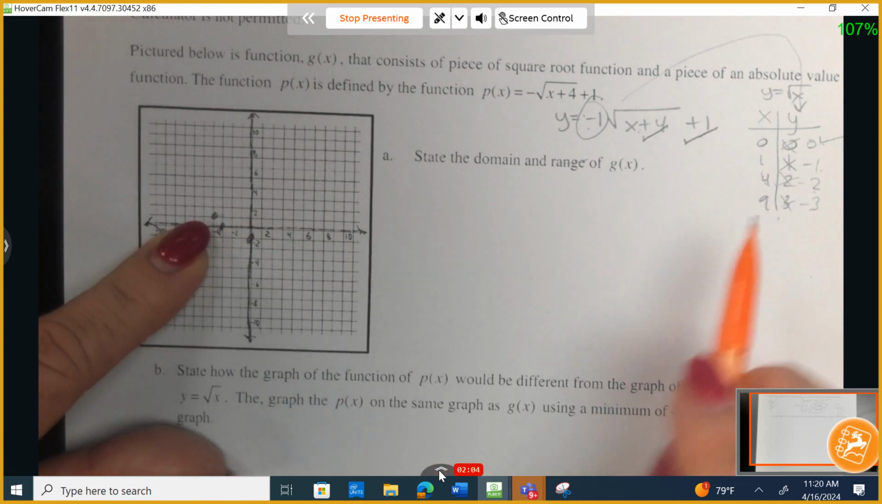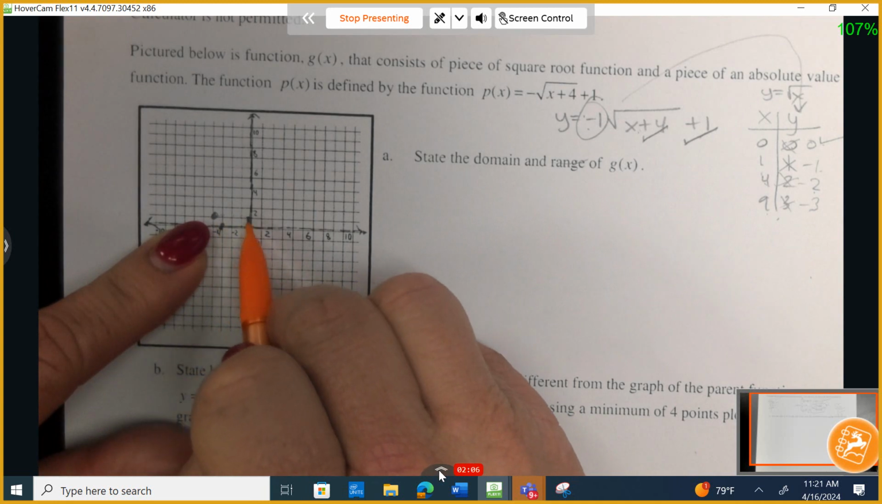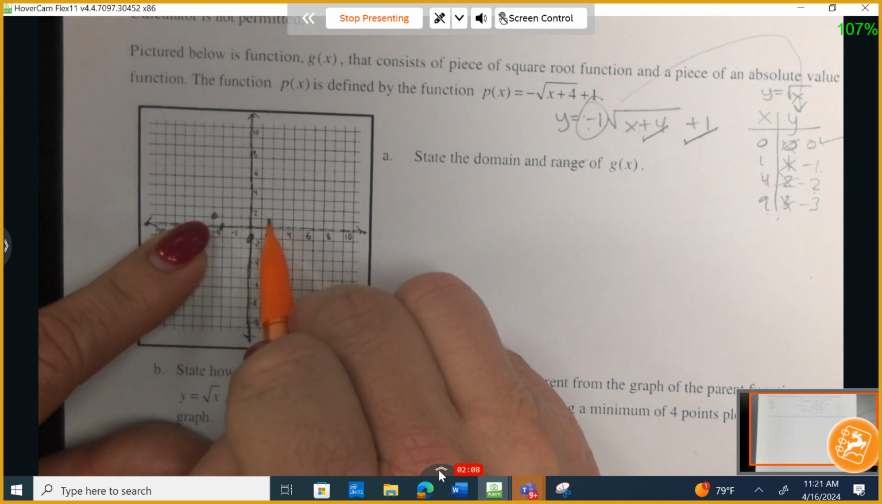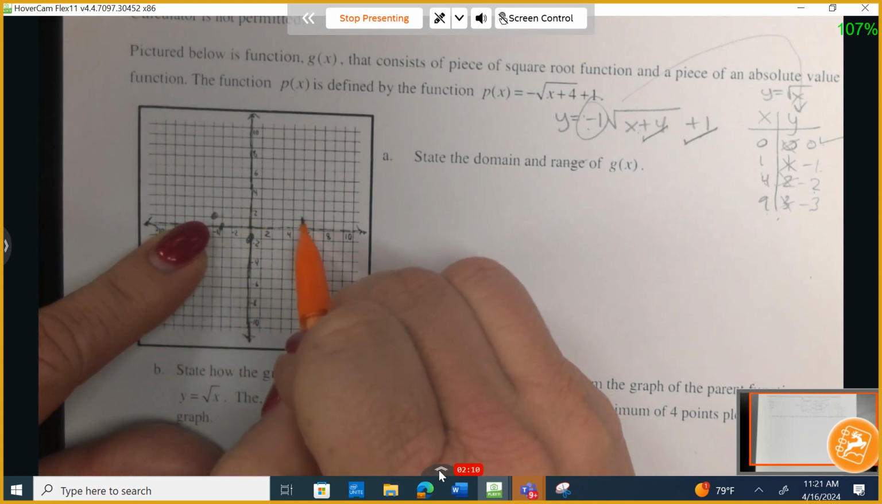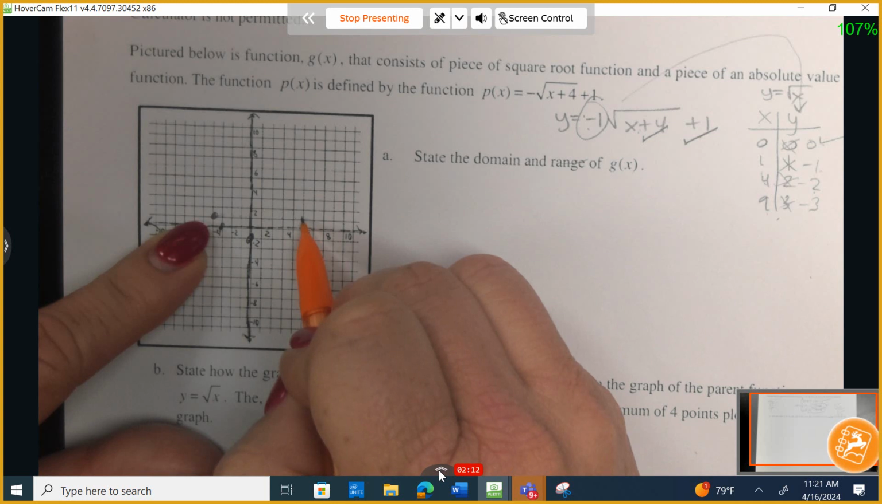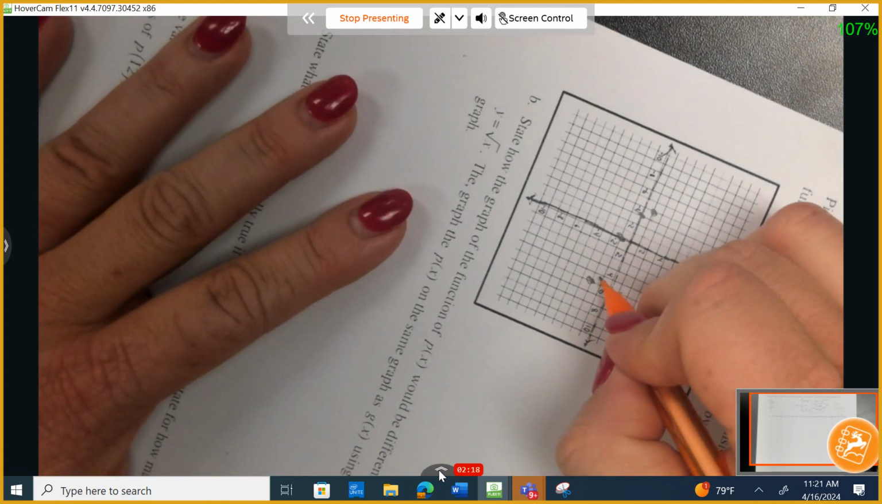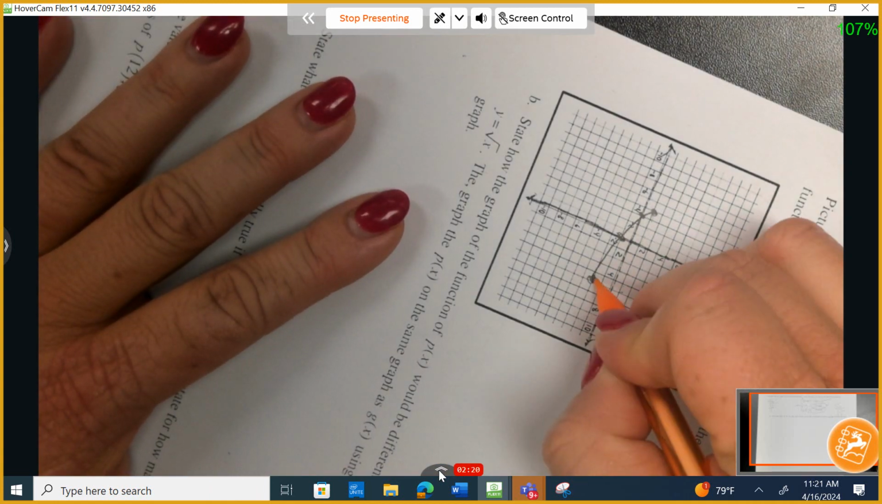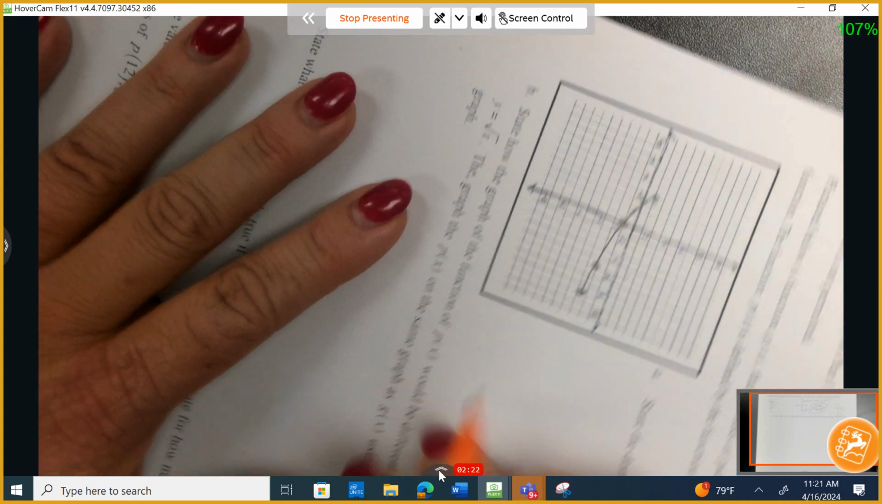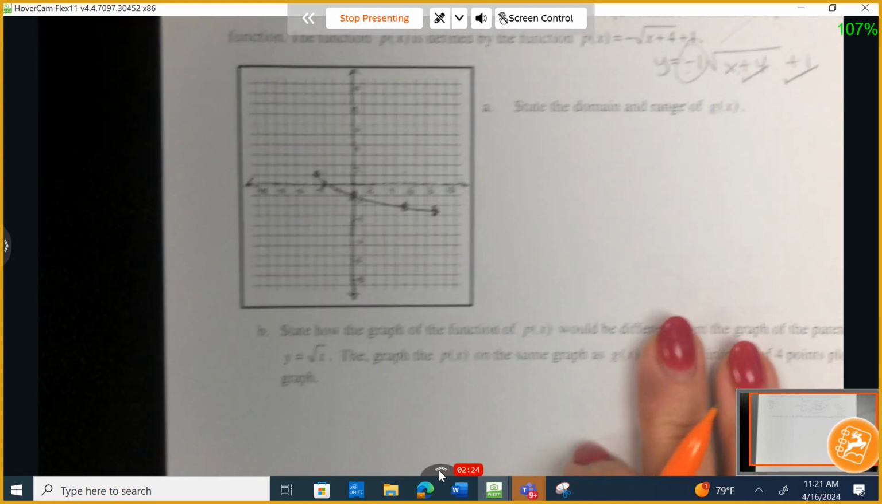Then I'm going to go right 9. 1, 2, 3, 4, 5, 6, 7, 8, 9. And I'm going to go down 3. 1, 2, and 3. And then I'm going to connect these and put an arrow as it continues to go down and to the right as it moves.